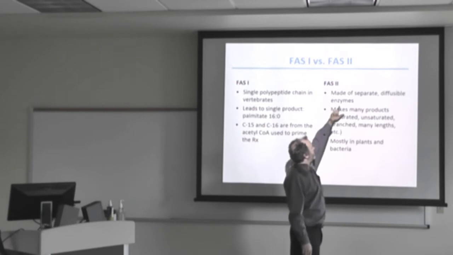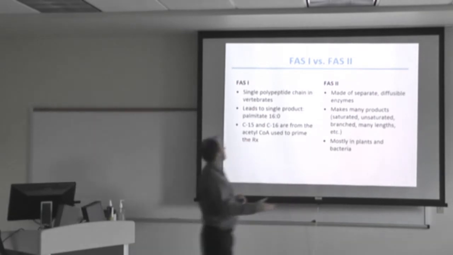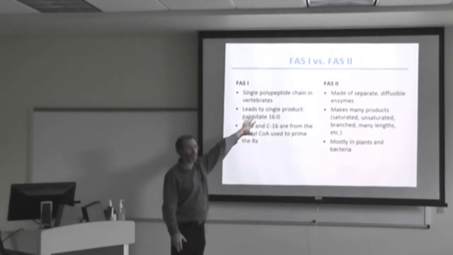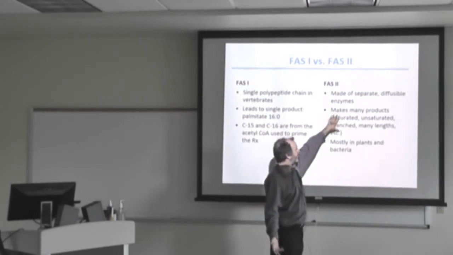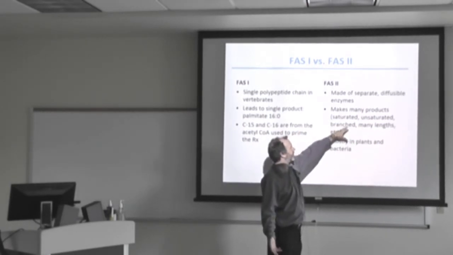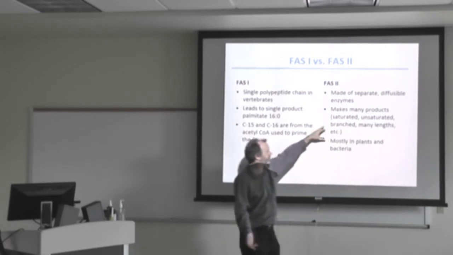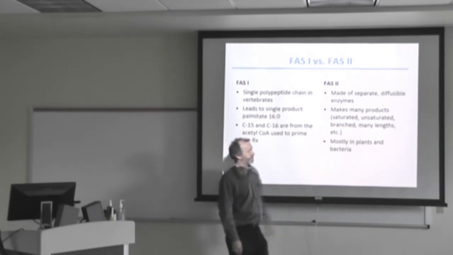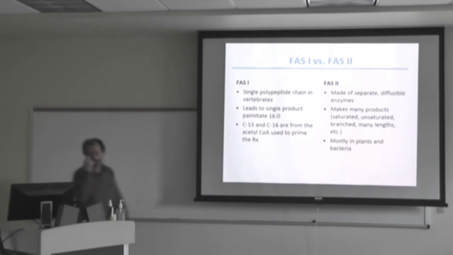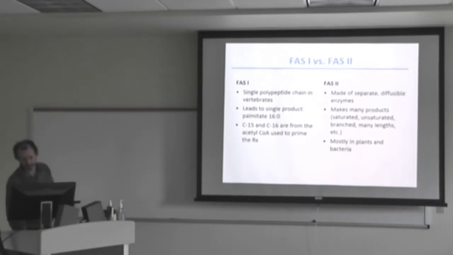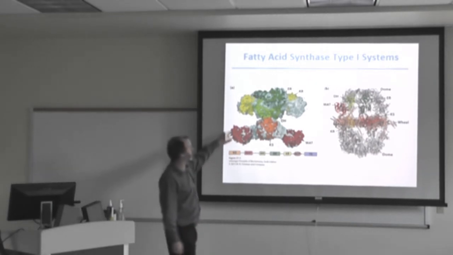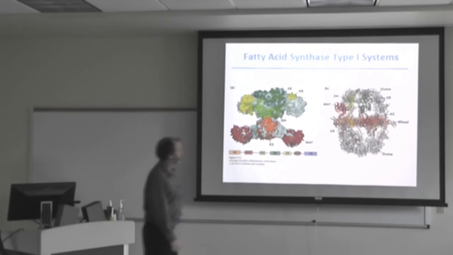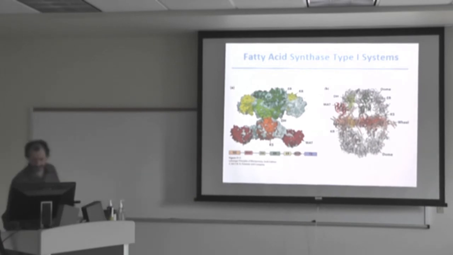Fatty acid synthase 2 is made from separate diffusible enzymes. So these are all one chain. These are separate diffusible enzymes in plants and bacteria. Makes many products, saturated, unsaturated, branched, many lengths. And we find that in plants and bacteria. This is an image of fatty acid synthase type 1. And we got our four different subunits there where we get all the reactions taking place.